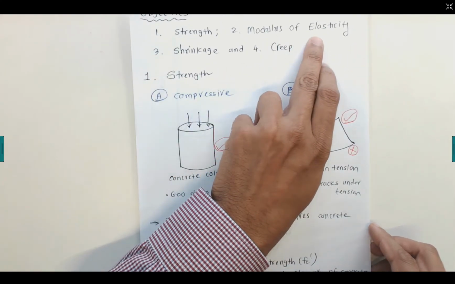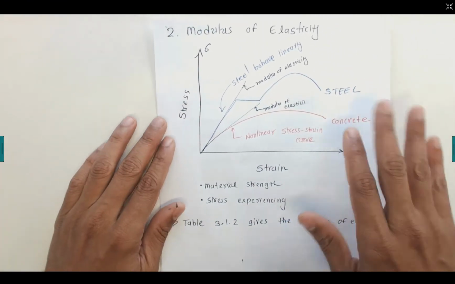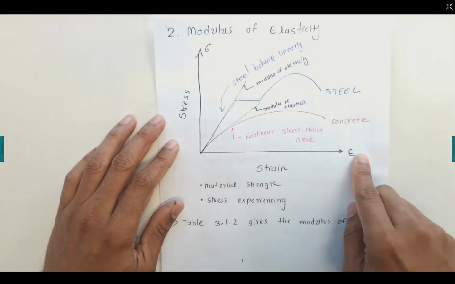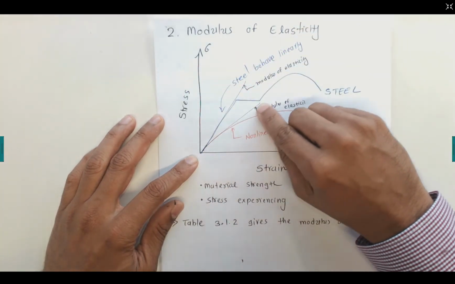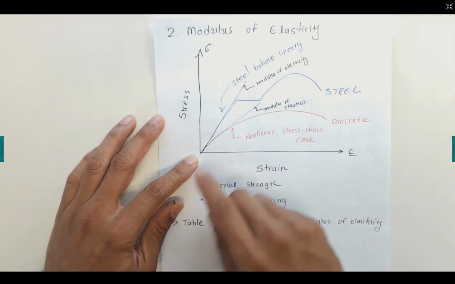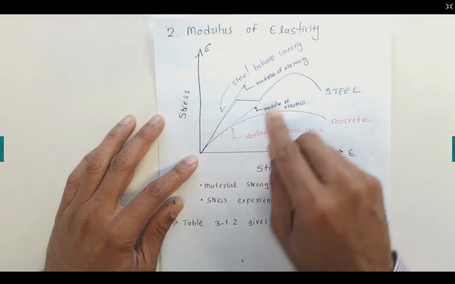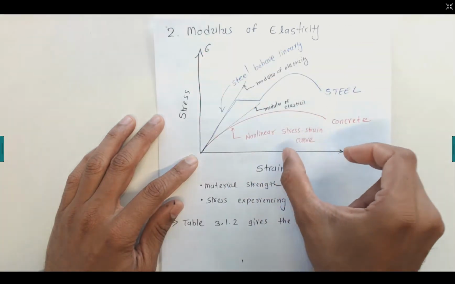Now let's talk about modulus of elasticity. The modulus of elasticity generally represents the stiffness of the materials. Two materials, if you draw the stress strain curves, concrete has a less elastic modulus. So if you take the slope of the initial portion of the concrete stress strain curve, you can find this modulus of elasticity, which is generally rise over run. So stress divided by strain value.